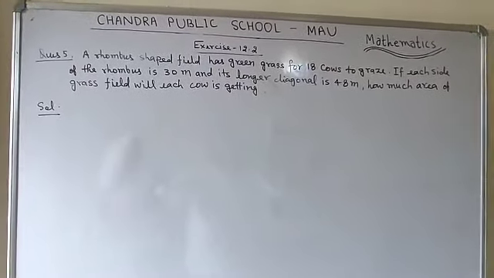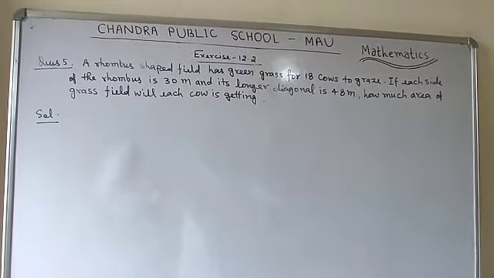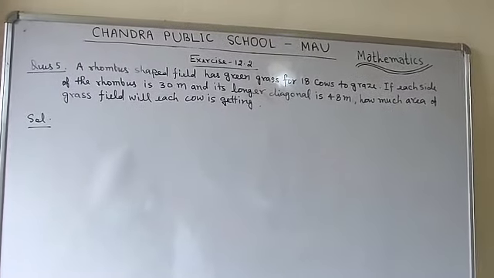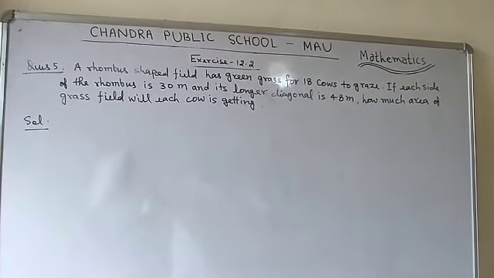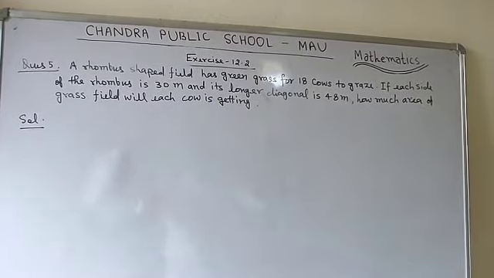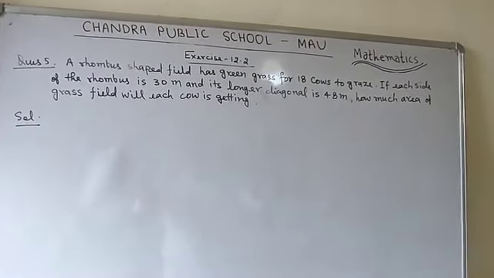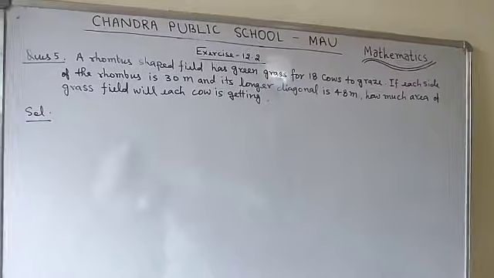Now students, here a question is given: a rhombus shaped field has green grass for 18 cows to graze. If each side of the rhombus is 30 meter and its longer diagonal is 48 meter, how much area of the grass field will each cow be getting?